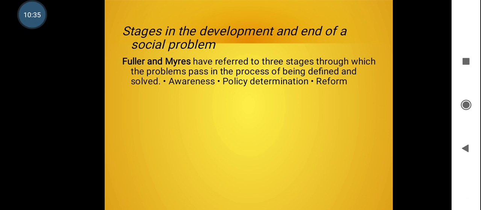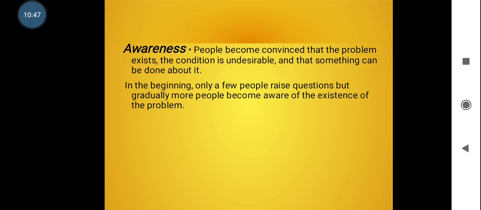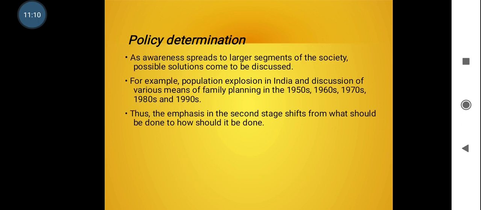Fuller and Mayers have referred to three stages through which the problem passes in the process of being defined and solved. One is awareness, policy determination, and reform. So, awareness: people become convinced that the problem exists, the condition is undesirable, and that something can be done about it. In the beginning, only a few people raise questions, but gradually more people become aware of the existence of the problem. Policy determination.